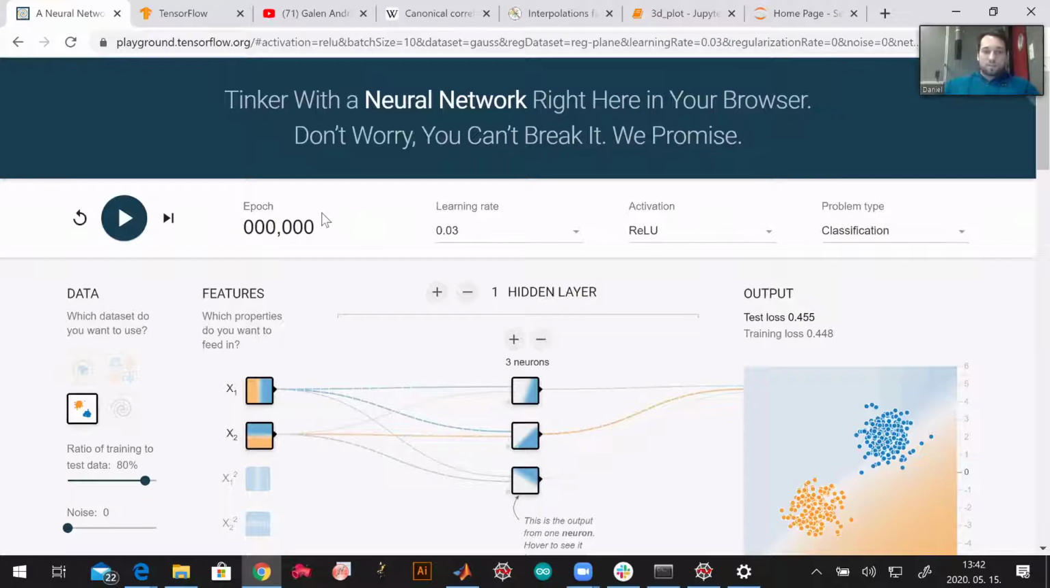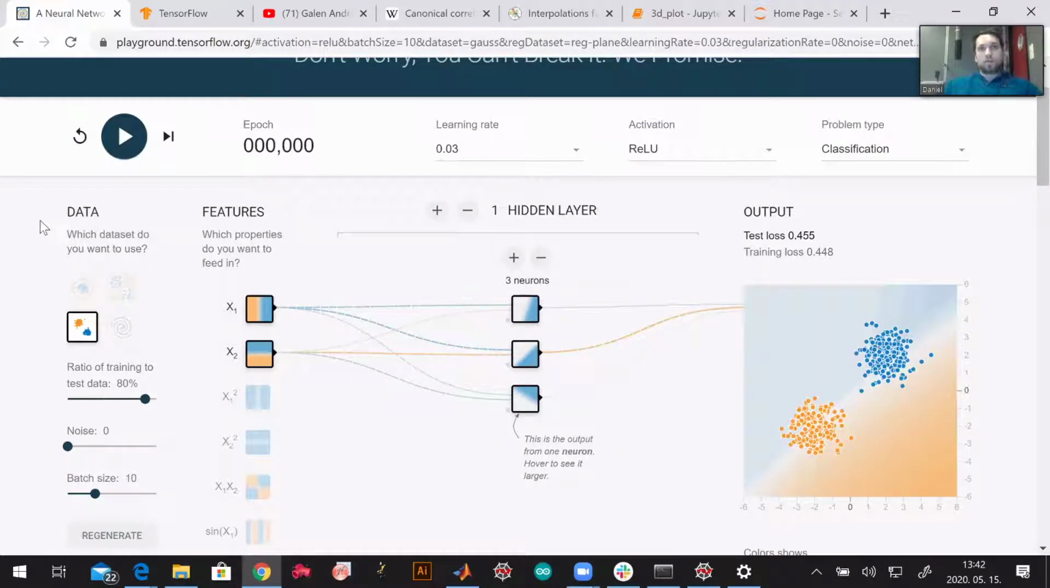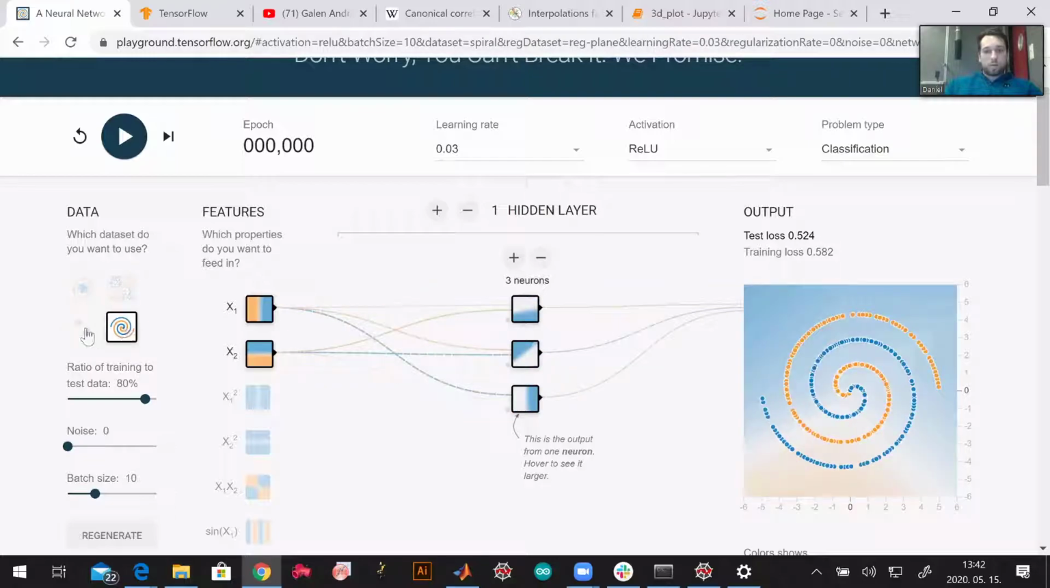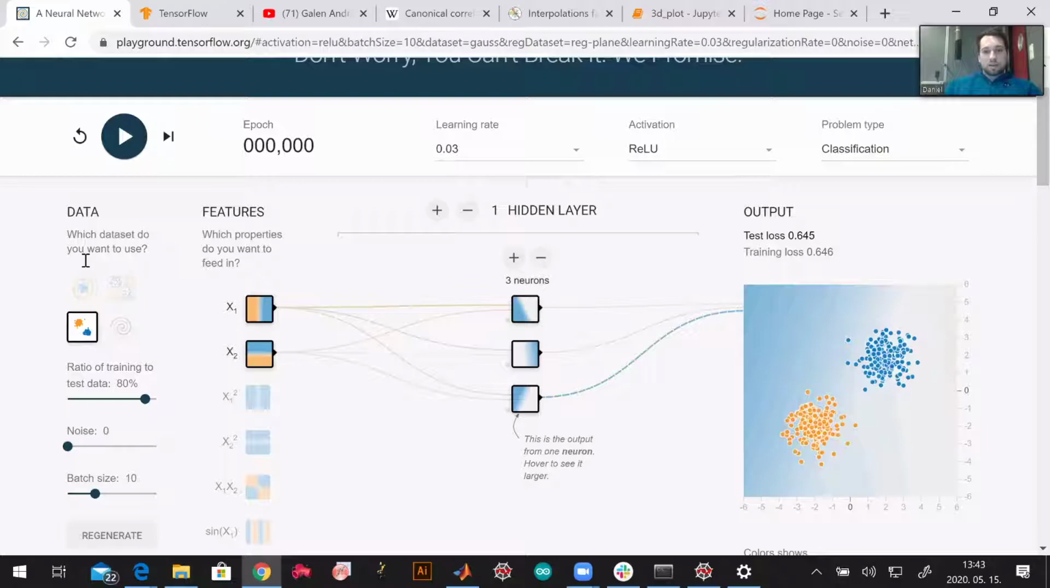This is the playground. On the left, you can select different data sets. I selected now the most simple one, which you can see here, but there are also more and more complex data sets. You see blue dots and you see orange dots.